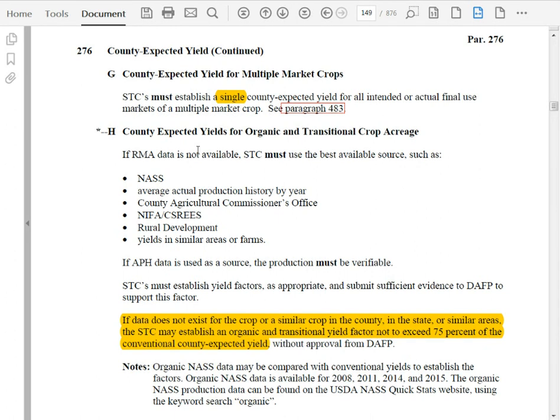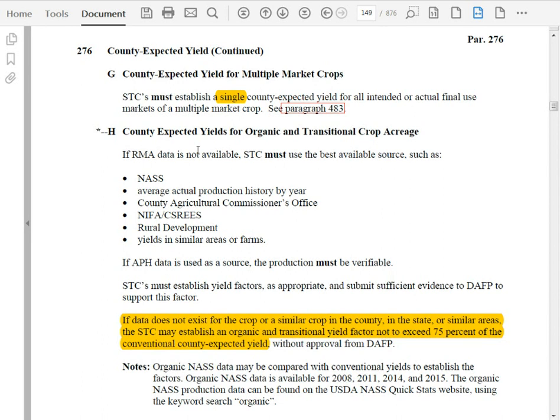For organic crops, if RMA data is available, then you're going to be using those yields and prices. However, if it's not available, then the state committee is going to be responsible for setting the organic yields based on the best data available. That could be coming from NASS, it could be coming from actual yields of organic growers of that crop. But in either case, the state committee is going to have to document that decision very well.